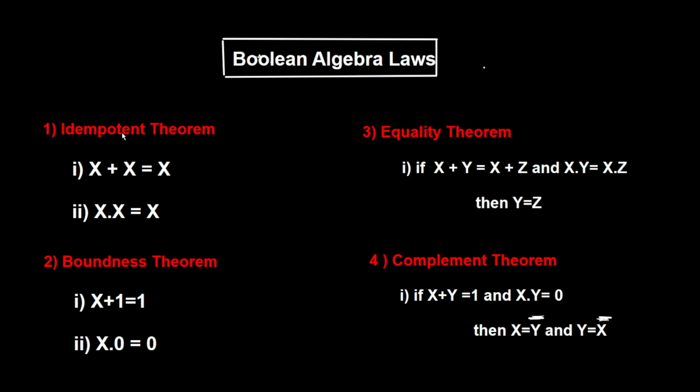First, idempotent theorem, which is x plus x equals x. Second one is x dot x equals x. Second one is boundness theorem, which states that x plus 1 equals 1 and x dot 0 equals 0. Third one is equality theorem, which is if x plus y equals x plus z and x dot y equals x dot z, then y equals z.